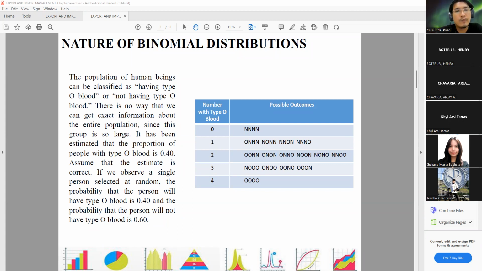So, there's no way that we can get exact information about the entire population since this group is so large. It has been estimated that the proportion of... wait lang, tawag.